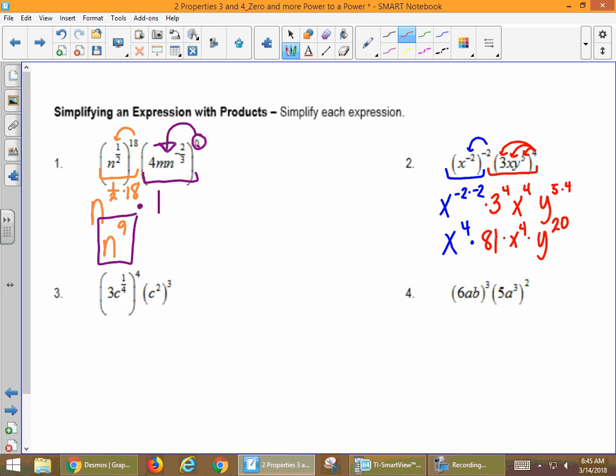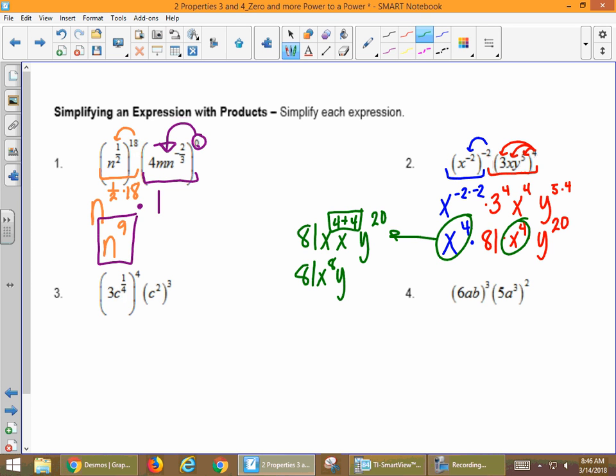The last step is to clean this up. So do I have any variables right now? The x's. And if everything is on the same level, what am I going to do with those exponents? Add them, yep. So I'm going to bring my 81 and put it in front. If it helps you to do this and put them next to each other, you can. You're going to add that 4 plus 4. Try the next 2.